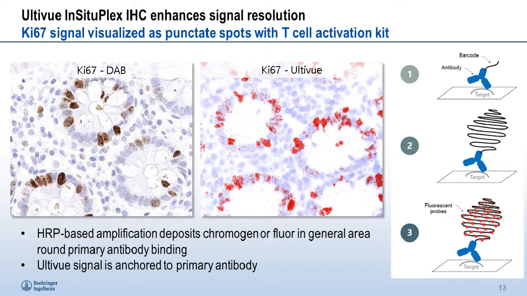Sometimes you do see a few spots here and there. I always thought these were more about nucleoli and subnuclear structures. But what you see with the Ultivue platform is more of a punctate spot. And while I cannot claim, and I'm not sure that each spot represents an individual antibody, certainly what we see is a more focused immunoreactivity around the site of our antibody binding.